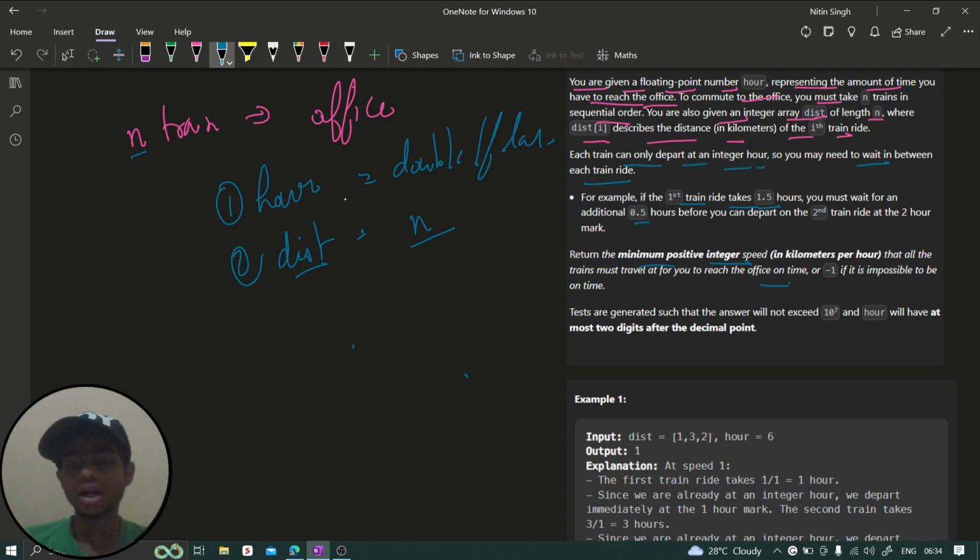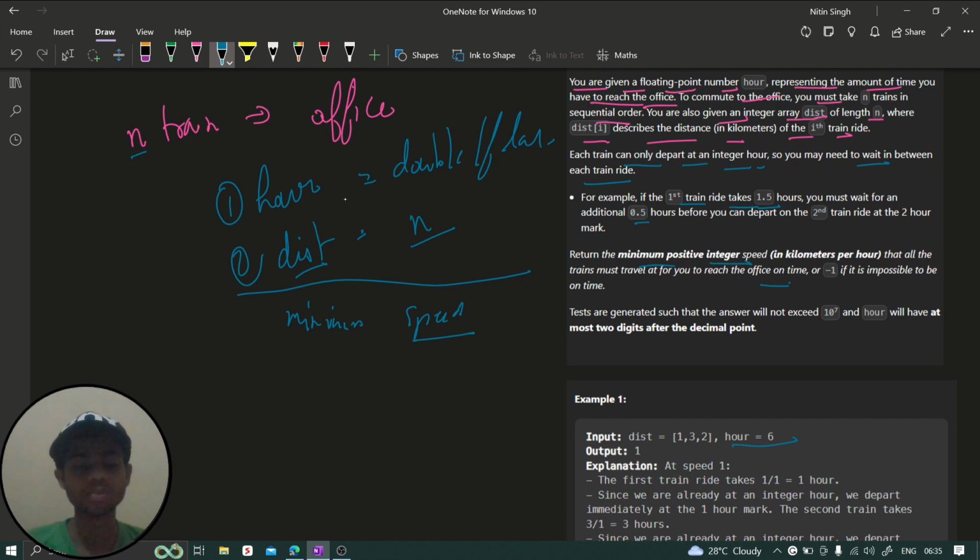Now let's see. We need to return the minimum positive integer, meaning the minimum speed. We need to find a minimum speed so that we can reach our office in the given hour, right? And the speed should be the speed of the train, right? We need to find the minimum speed. What should be the speed of a train in our case for the given input, so that we can reach our office in the given hour, right?